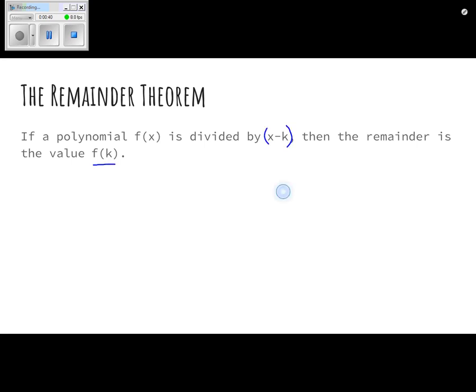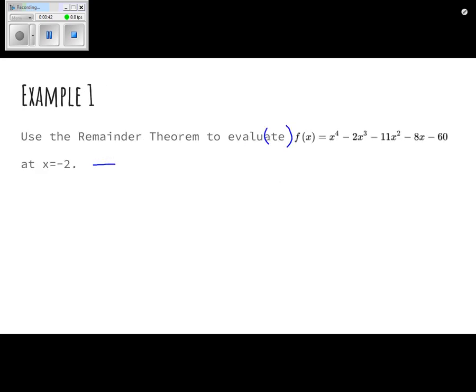Okay. So to illustrate this, what I'm going to ask you to do is use the remainder theorem to evaluate this polynomial function at x equals -2. We've worked problems like this in the last month. That's just where we plug in -2 for all these x's, and then we see what the answer is. The remainder theorem says that we can use synthetic division to help us get that answer.